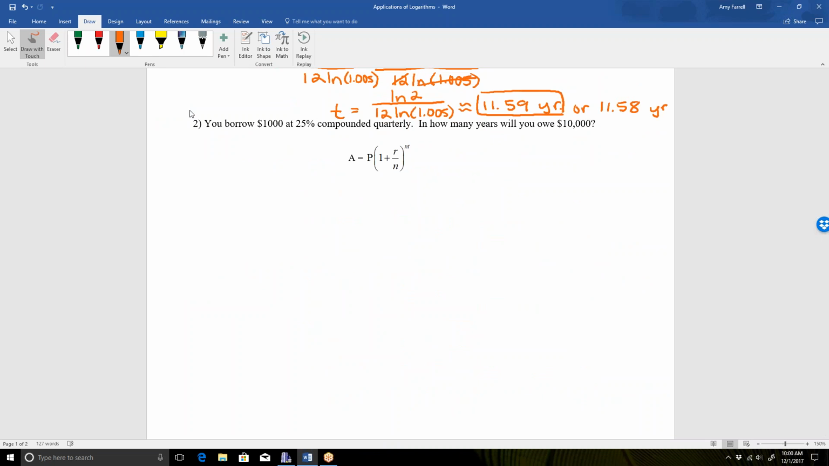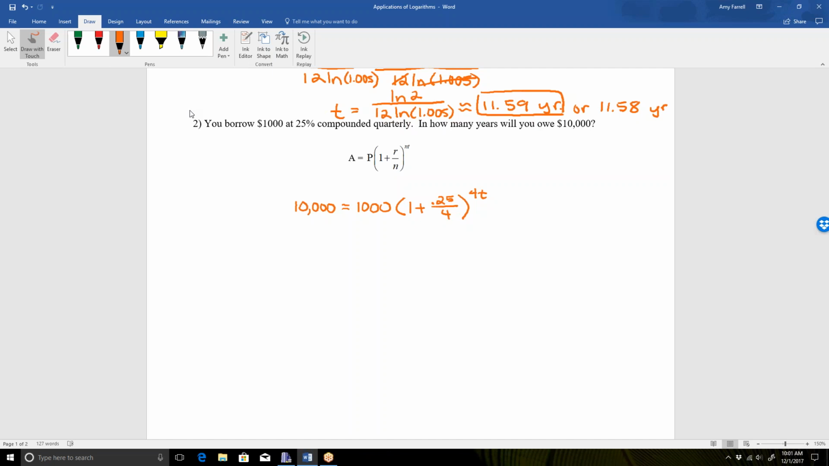For this one, it's very similar to our last one. We're borrowing $1,000. The interest rate is a whopping 25%, compounded quarterly. And how many years will we owe 10,000? So 10,000 is our ending amount. 1,000 is our borrowed amount, principal. The interest rate is 25%. As a decimal, that's 0.25. Compounded quarterly would be 4 times per year, and our exponent is going to be 4 times t, where t is what we're trying to find. How many years is it going to be until we owe 10,000?